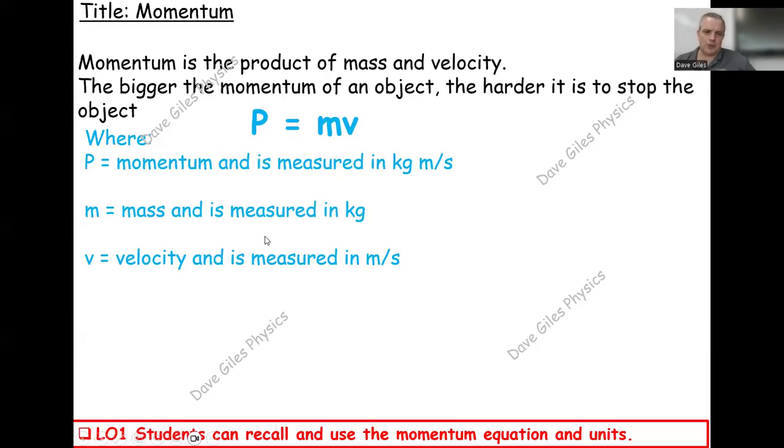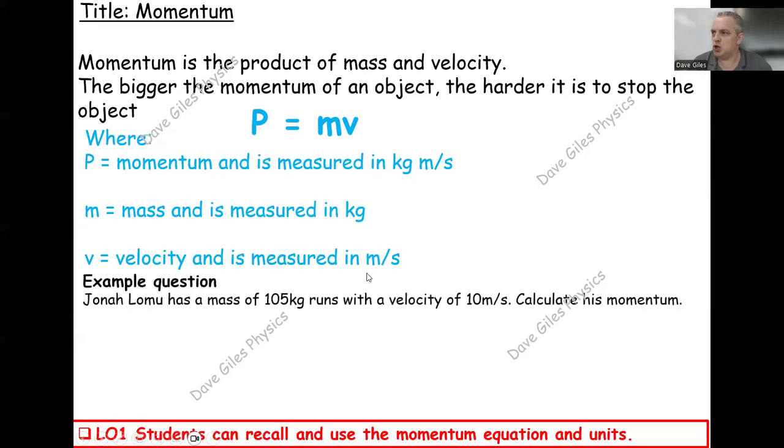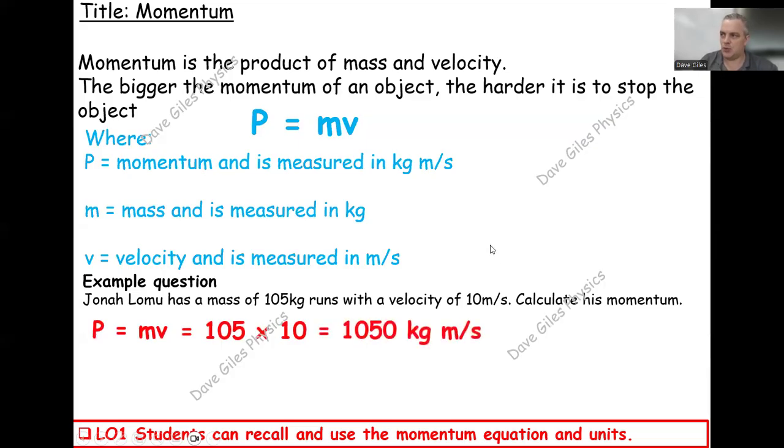So a quick example question here. John Lomu, former rugby player, has a mass of 105 kilograms and runs at a velocity of 10 meters per second. Calculate his momentum. So his momentum is mass times velocity, 105 times 10, which is 1,050 kilogram meters per second.